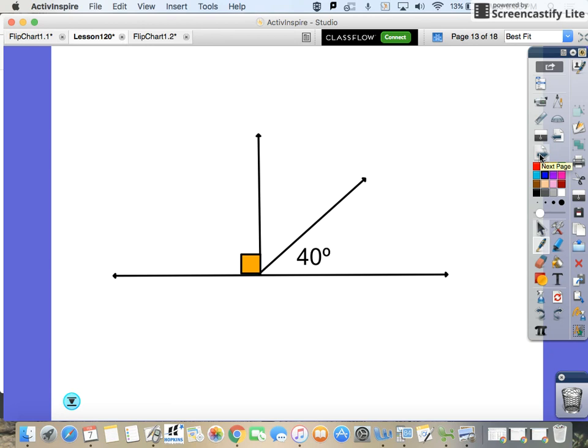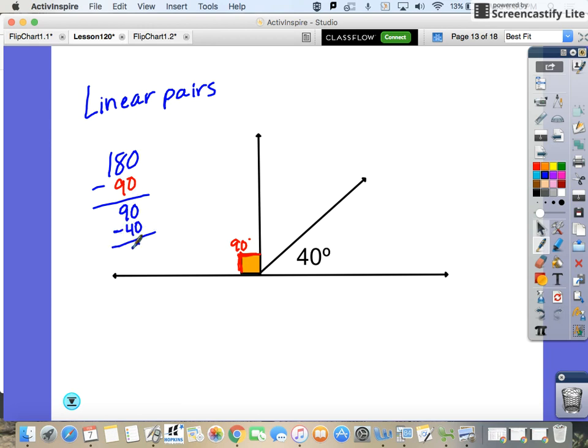This one, there's a couple ways that you guys can approach this, but you hopefully notice that we have a straight line right here. A straight line adds up to 180. So I'm going to say that we have some linear pairs here. So we have 180 degrees total, but minus this right here is 90 degrees. So we end up with 90 degrees left. Then we want to take away the 40 degrees to see what's left, and we get 50. 50 degrees is what's left for that middle angle.